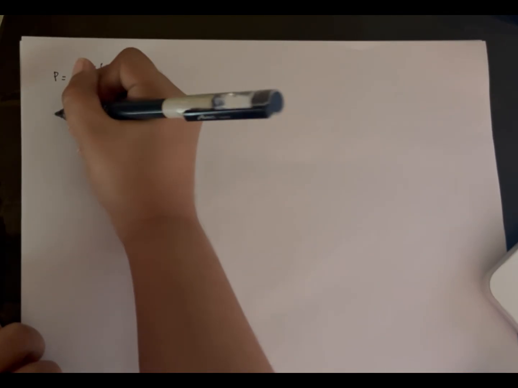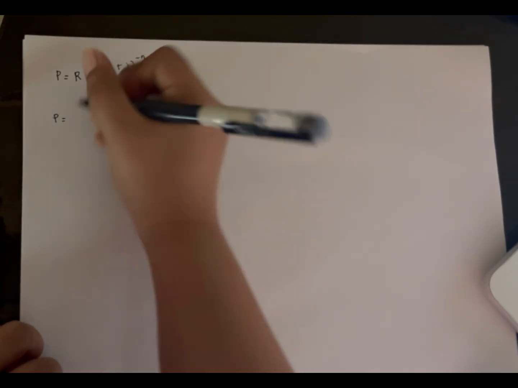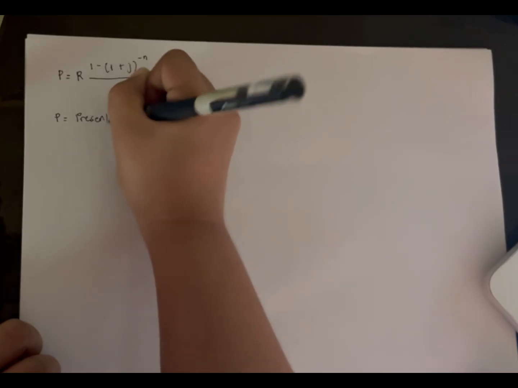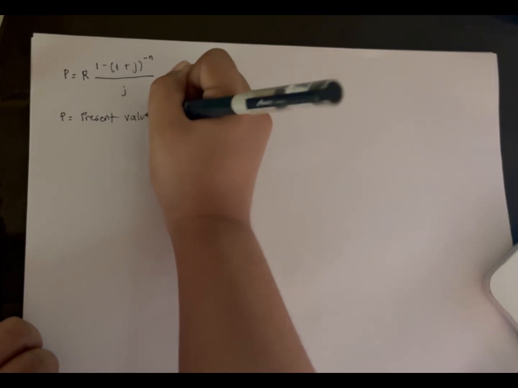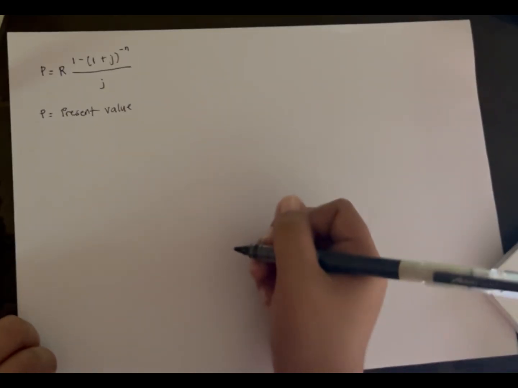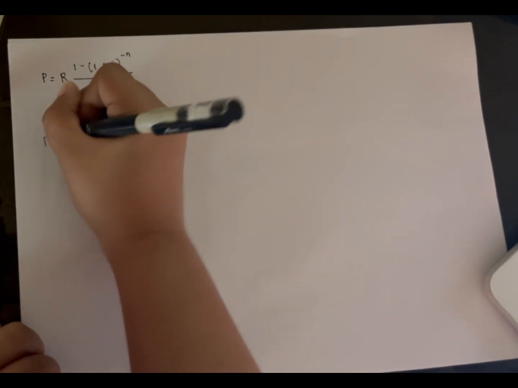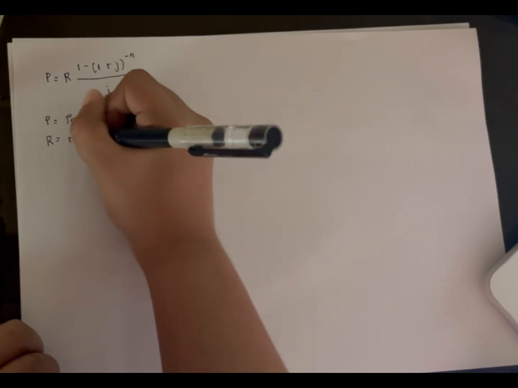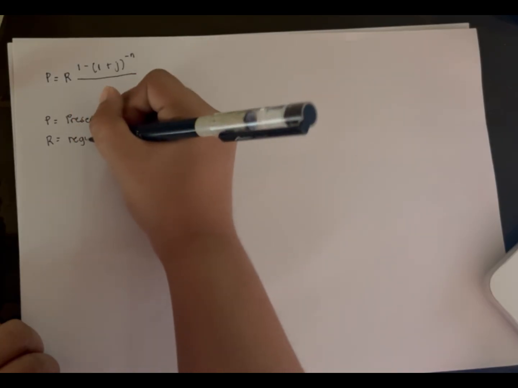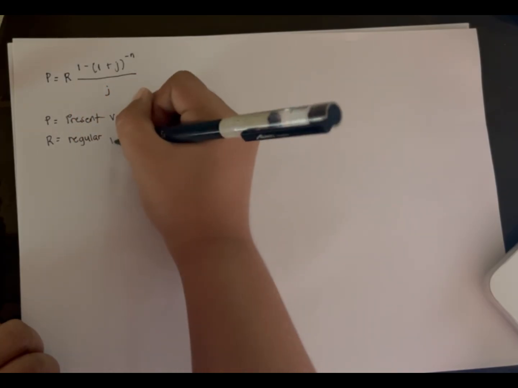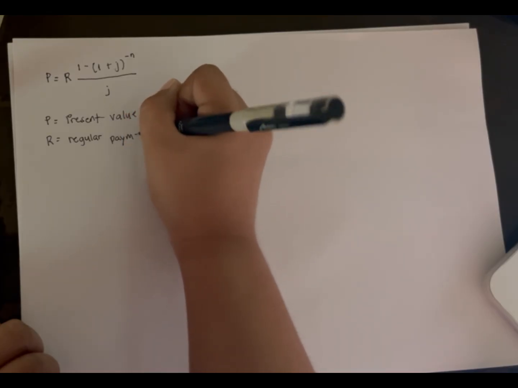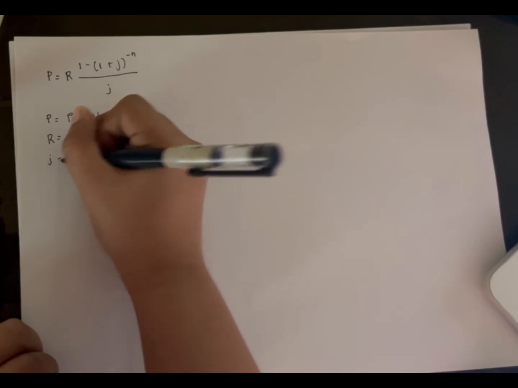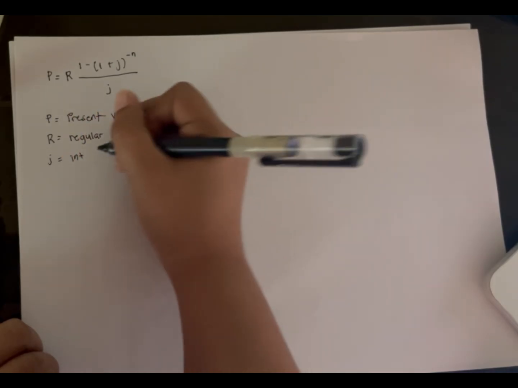Wherein si P, ano ba si P? Siyempre po, siya po si present value. And R is still the regular payment. Magkano po ba ang binabayad niya kada interval? The regular payment. And j is still the interest rate per period.